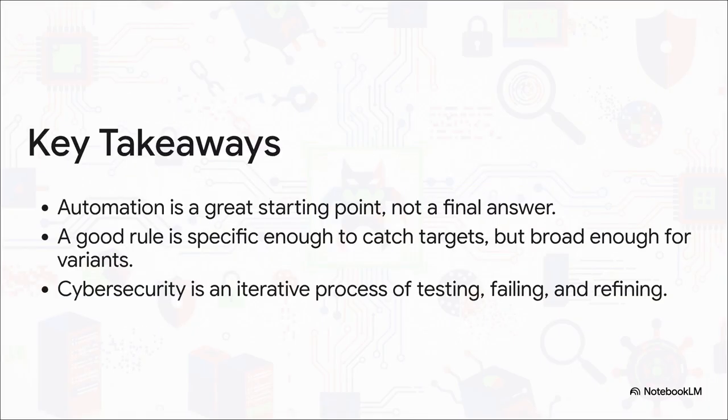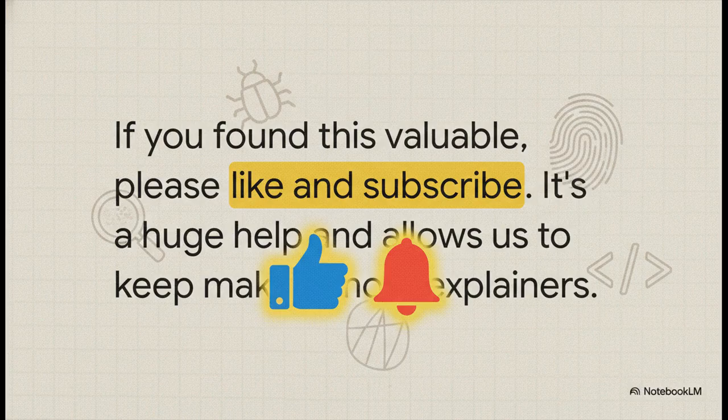So, what are the big takeaways here? Well, for one, automation is a fantastic starting point, but it's not the final answer. A good rule needs to be specific enough to catch the bad guy, but also broad enough to catch his cousins. And maybe most importantly, cybersecurity is all about this cycle. You test something, you fail, you learn from it, and you make it better. And just like that, you know how to build a malware detector.